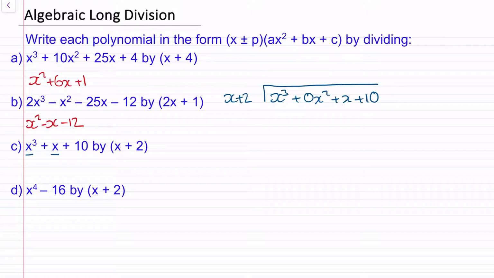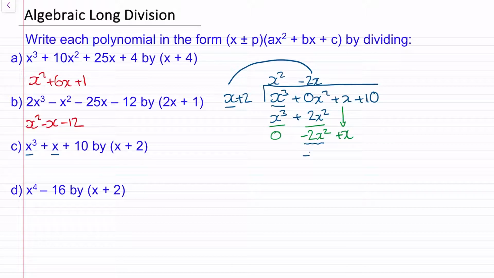Okay, so welcome back if you had a go. So now we're going to divide x cubed by x to get x squared. We'll multiply this out and we get x cubed plus 2x squared. We'll work out the difference between the terms, which is 0, and 0 take away 2 is minus 2x squared. We'll drop down the x, and then we'll divide this negative 2x squared by x, and that will give us negative 2x. So we'll multiply this out again.